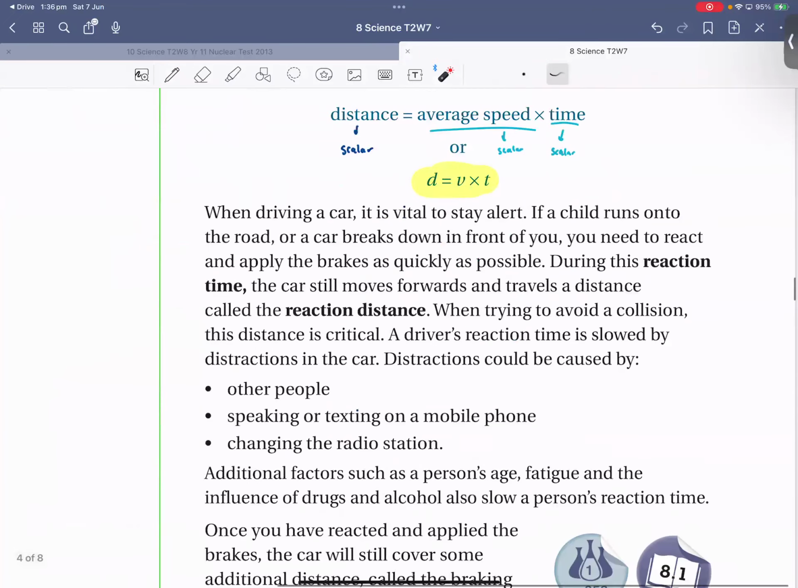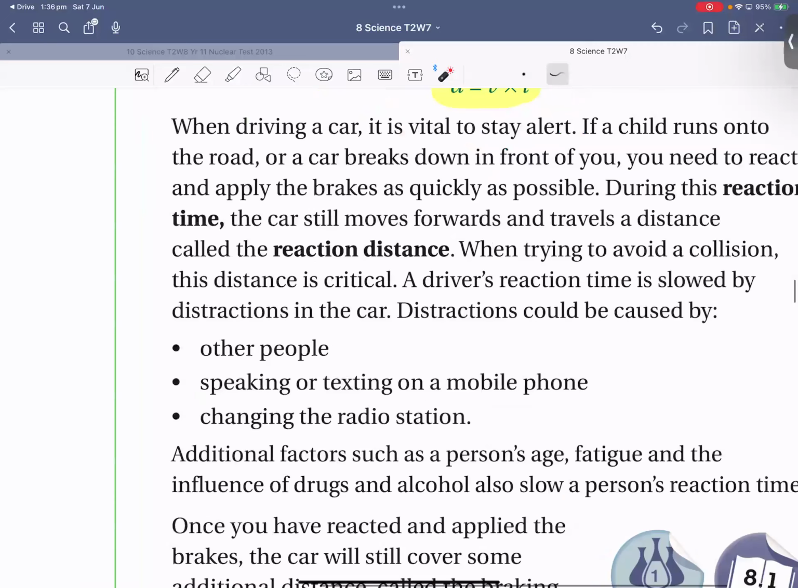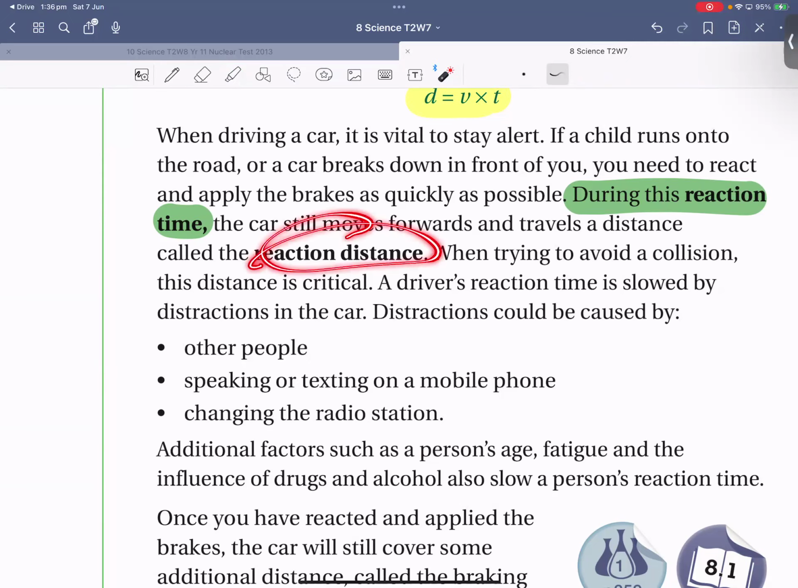What's worth knowing? Maybe, yeah, I've seen a question like this in a test before. Okay, when you drive, there's a reaction time, which is basically the time before you see an obstacle and you hit the brake. The distance traveled in that time is your reaction distance.